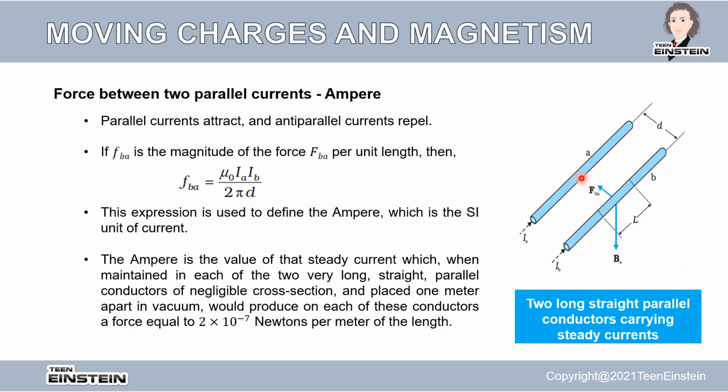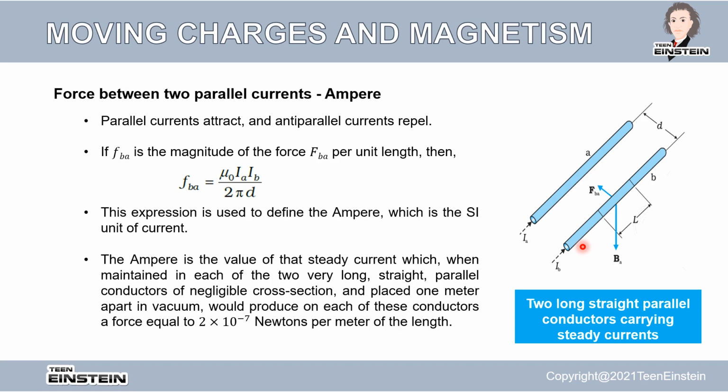If you look at the current direction, it is in the same direction. So when the current is in the same direction, the current carrying wires attract each other. This is just opposite to the electrostatic case, where like charges repel each other and unlike charges attract each other.